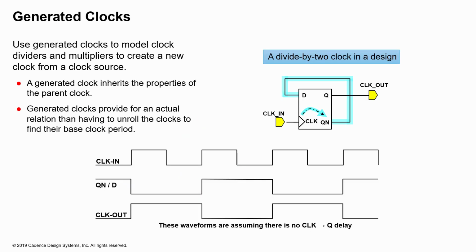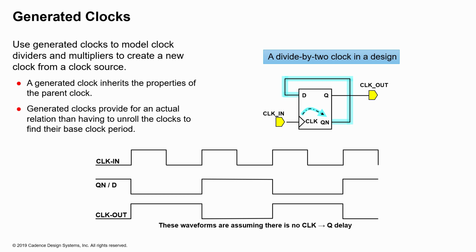A generated clock is a fraction or a multiple of the source clock. As we discussed before, the purpose is to inherit the properties of the source clock. You can use it to model the outputs of multipliers and clock dividers, and the create generated clock command is what you would use to model such clocks. It helps with defining the relationship between the clocks, especially when these clocks have data or signals talking to each other.